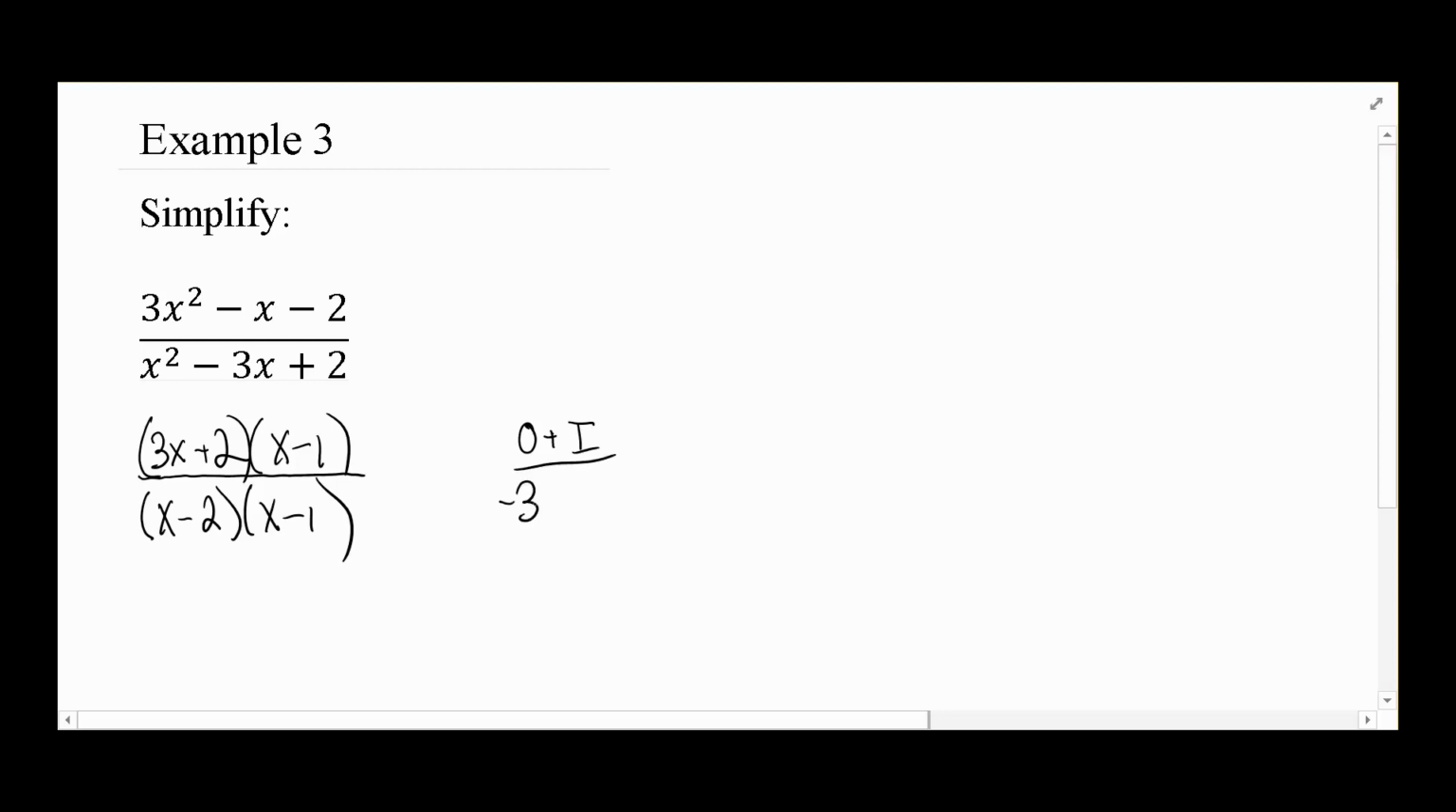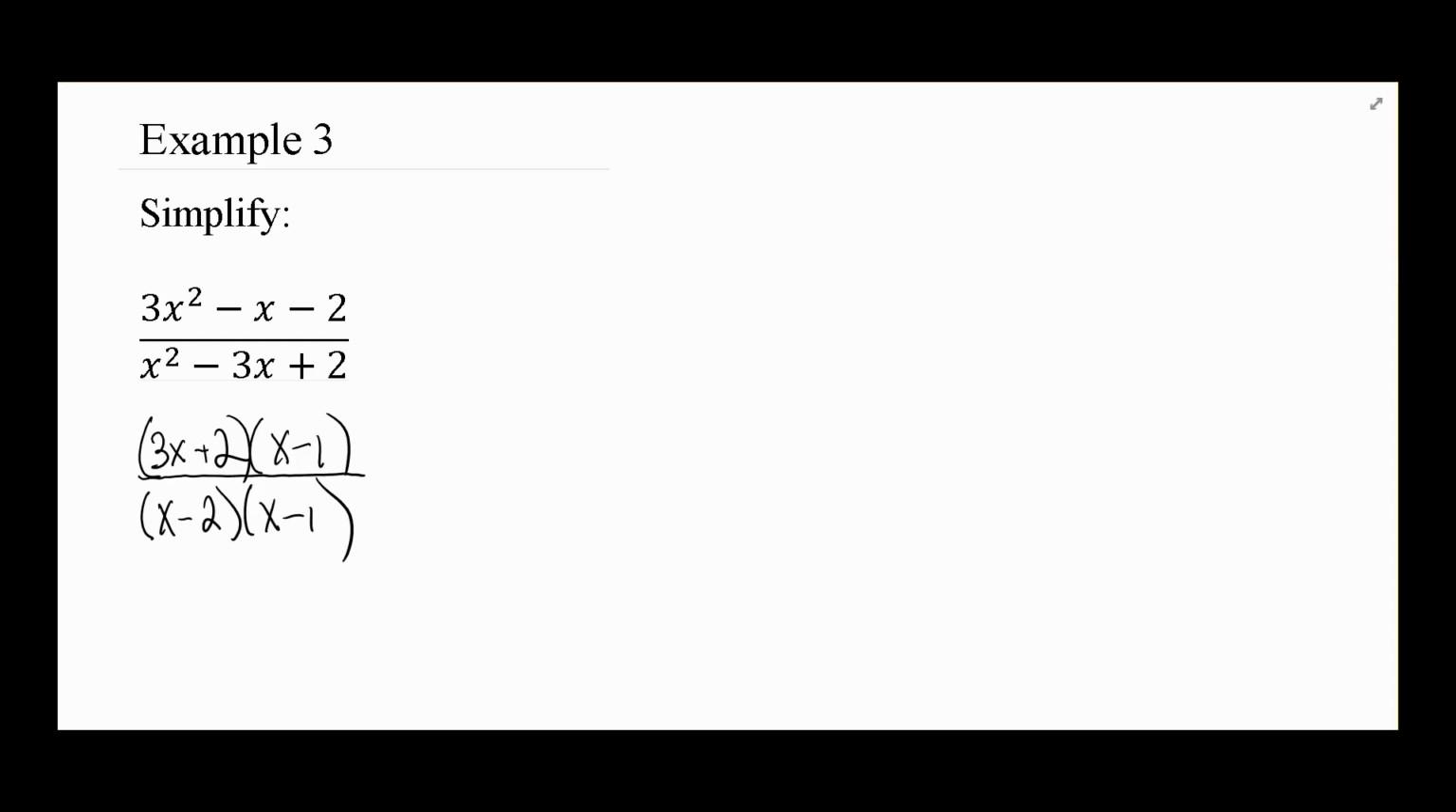My O is negative 3x, my I is positive 2x. That gets me negative x, which is in fact what I wanted. So that is the correct factorization, but if it wasn't the correct factorization, I would have taken the guess with the x minus 2 and seen what was there.